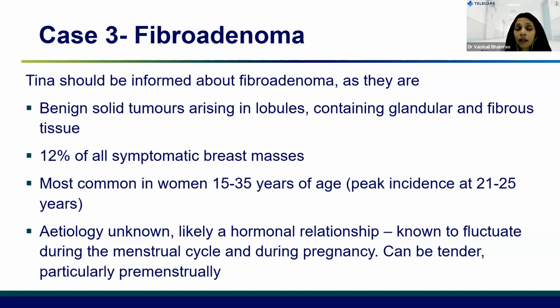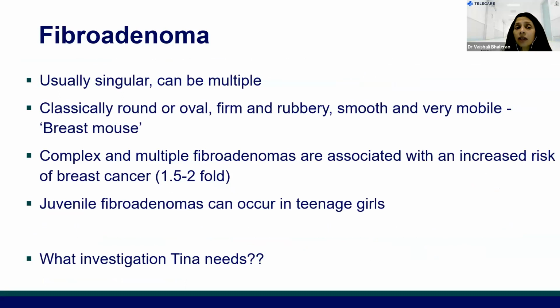It can be tender, particularly premenstrually. Usually they are singular, but can be multiple. They're classically round or oval, firm and rubbery, smooth and very mobile. They're called breast mouse. Complex and multiple fibroadenomas are associated with increased risk of breast cancer, a 1.5 to 2-fold increase. Juvenile fibroadenoma can occur in teenage girls. That's what has happened with Tina.